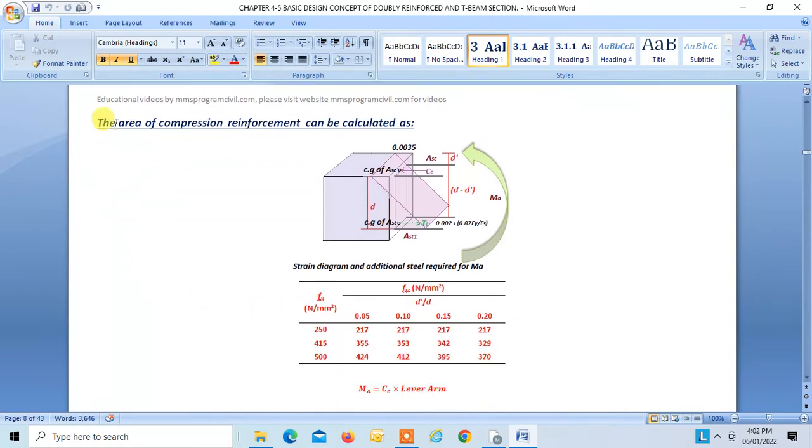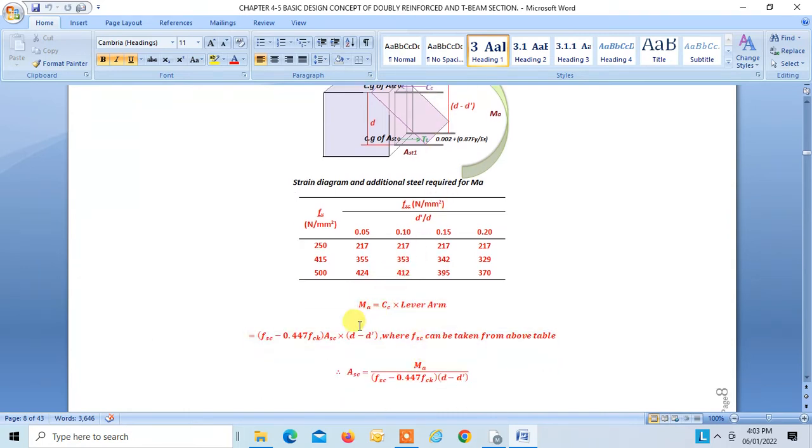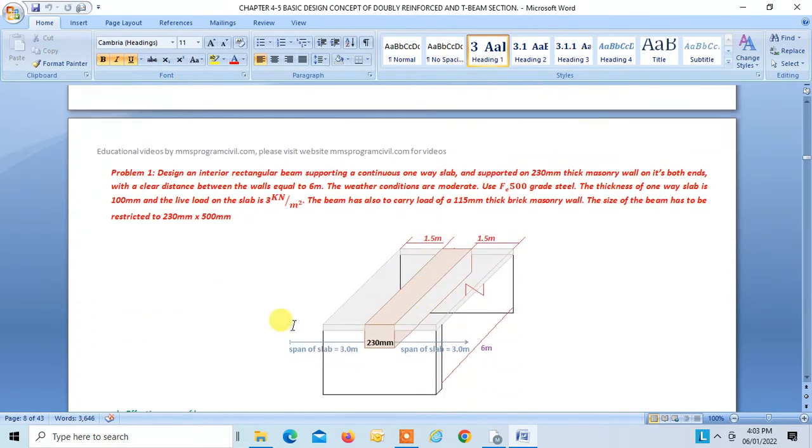Now next step is we have to find the compression reinforcement Asc. You can find the stress in compression steel using this table. You know your d dash, you know your d, you can find the fsc from this table, right? And you can use this equation, that additional moment is equal to force Cc into lever arm, right? We know force Cc is fsc minus 0.447 fck into Asc. This is the lever arm. So you can find Asc is equal to Ma divided by stress in compression steel into lever arm, right? Okay. So now let us take an example.